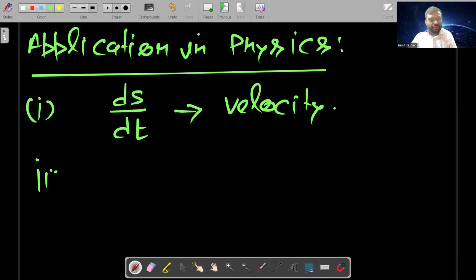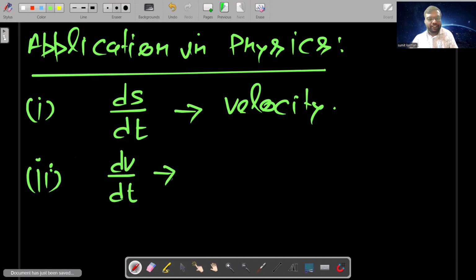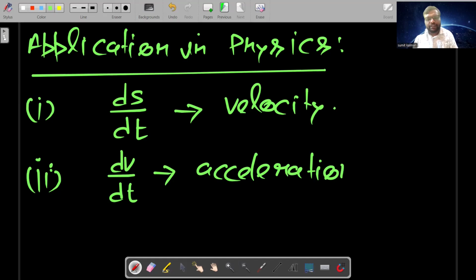Next, you have studied acceleration in 9th, 10th. The rate of change of velocity with respect to time t is acceleration. So if the change in velocity is dv and the change in time is dt, then dv upon dt will give the acceleration, that is, the rate of change of velocity with respect to time t.